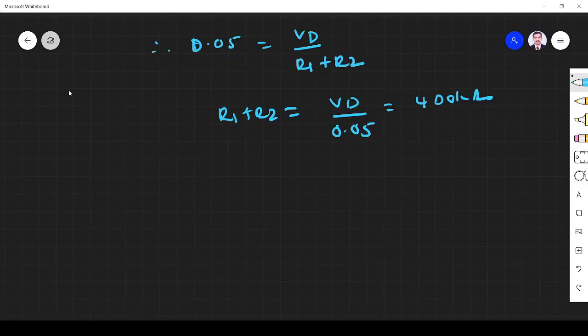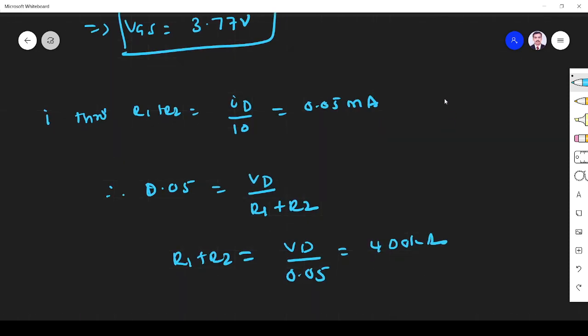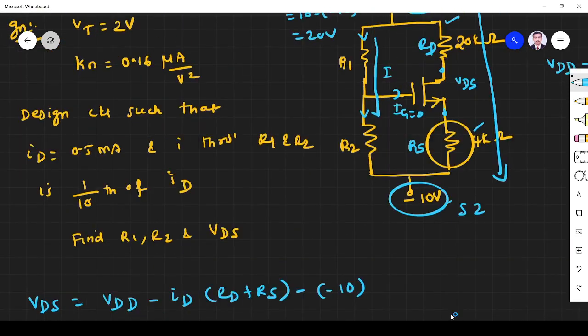Now I know VGS. VGS is given by VG minus VS, right? So how can I write VG from the diagram? You see, VG is nothing but this voltage, this is VG up to here. It is the voltage across R2 normally, but here ground is shifted to -10.